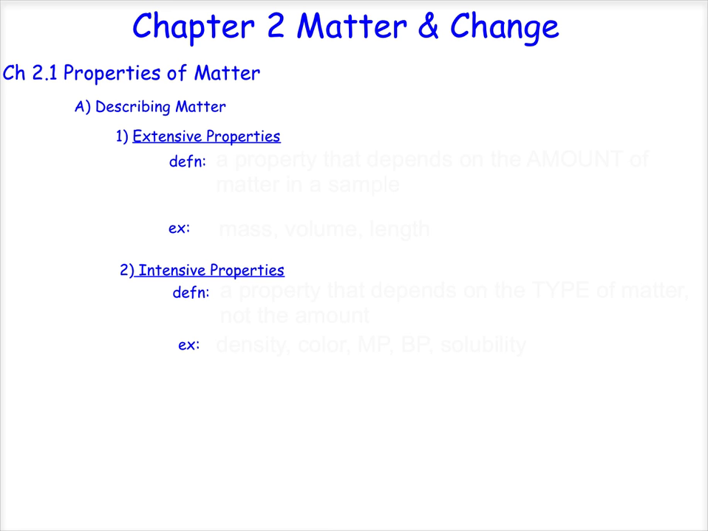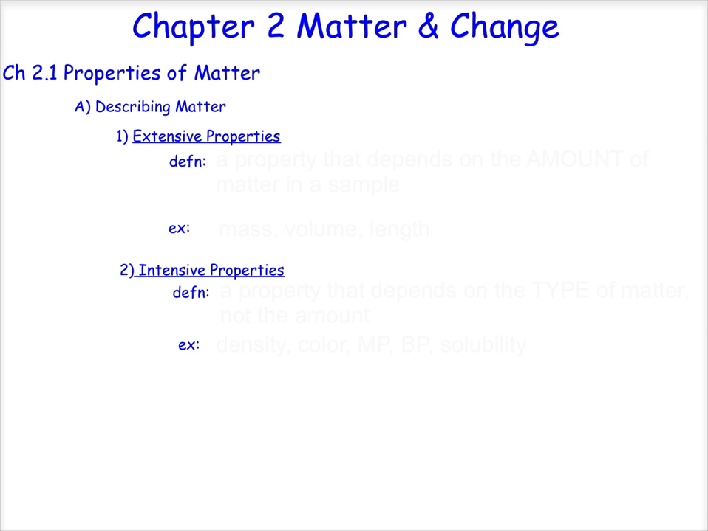To categorize those ways that we can describe matter, we refer to something that is called extensive properties and intensive properties. And if you know your prefixes, ex versus int, this gives you an idea as to whether or not these properties are inherently part of the substance or if they are not inherently part of the substance.